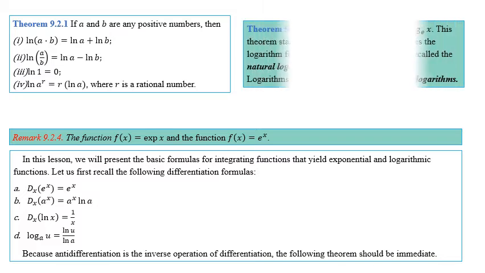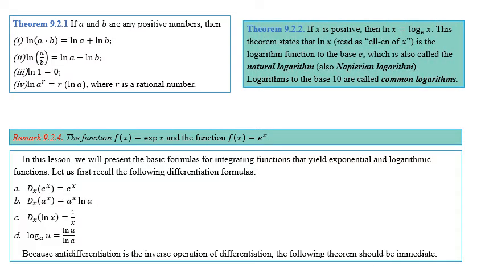So theorem 9.2 class, if x is positive, then the ln of x is just equal to the log of x with the base e. Or ito yung natural logarithm class. Na-discuss ko na to sa prelim coverage natin. This theorem states that the ln x, or read as ln of x, is the logarithm function to the base e, which is also called the natural logarithm, also Napierian logarithm. Logarithms to the base 10 are called common logarithms. So, review lang to kasi na-discuss ko na to doon sa prelim coverage natin.